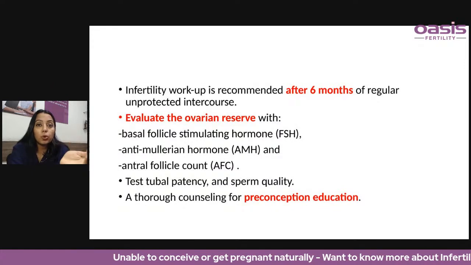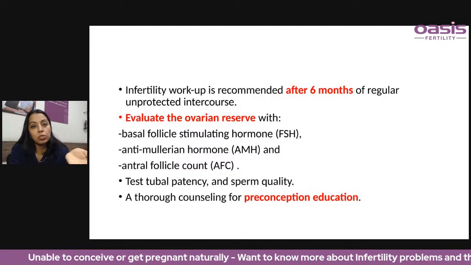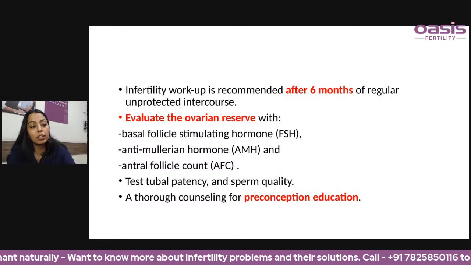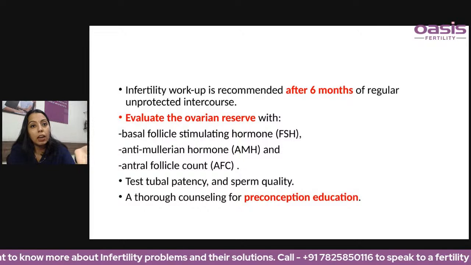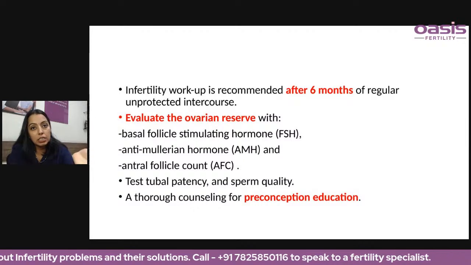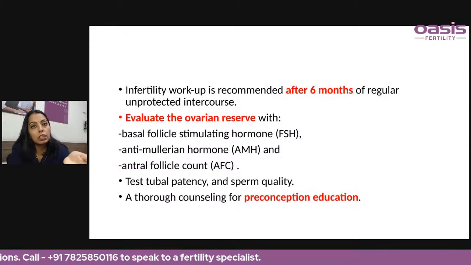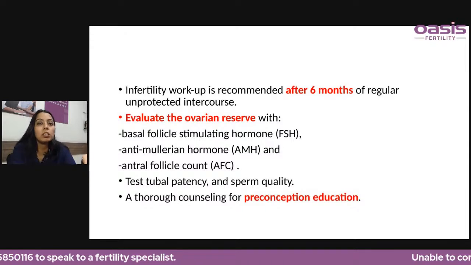And when we talk about the FSH values, it is usually a blood test which is done on the second day of your cycle. So, together the follicle stimulating hormone, the anti-Mullerian hormone values in the blood, and the antral follicle count, which is a test done using ultrasound, these three parameters will help me know what your ovarian reserve is.